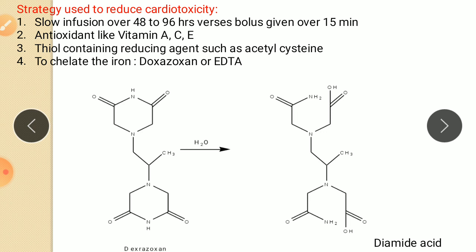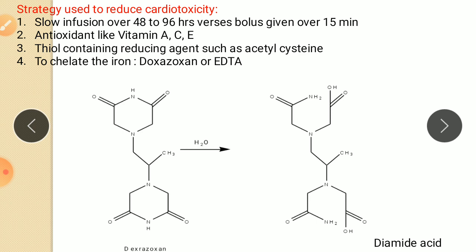Then the fourth method, which is the important one, is an alternative method used to chelate the iron required for activation of H2O2, and for this purpose dexrazoxane is mainly used. So here the antidote is dexrazoxane, also called ADTA, to chelate the iron. As we have seen in toxicity, iron plays an important role in the formation of free radicals. So this drug is called dexrazoxane.